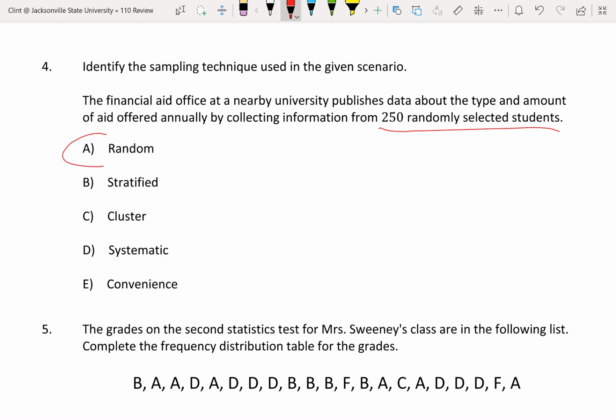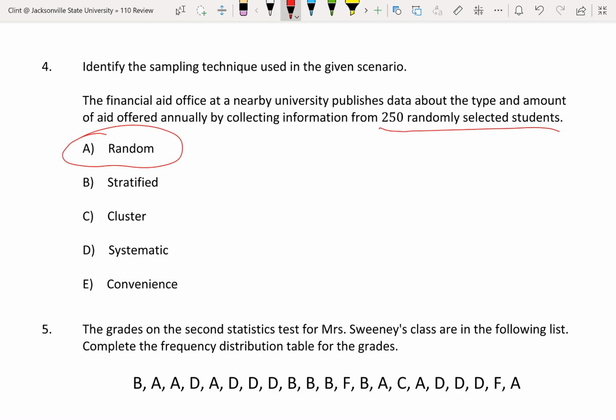Random. They're not grouped together or anything like that. The two that are most confusing are the difference between stratified and cluster. If the students were put into different groups and we selected some of the students from each one of the groups, that would be stratified. If the students were put into different groups and we randomly selected some of the groups and used all the students in each one of the groups that were selected, that would be cluster.